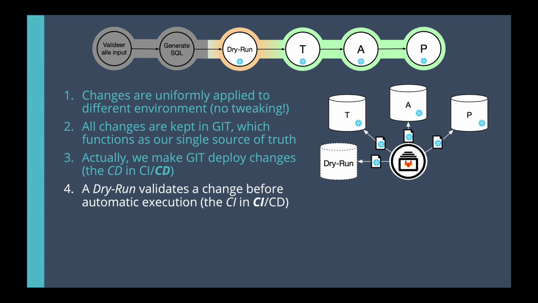Also, we want to verify whether a change fits on our landscape. That's why we have a dry run stage. In this stage, we apply the change to a dummy environment to see whether or not the change will be accepted. If it will be accepted, it means that the change fits on top of the other changes and that it can be applied to the other environments.